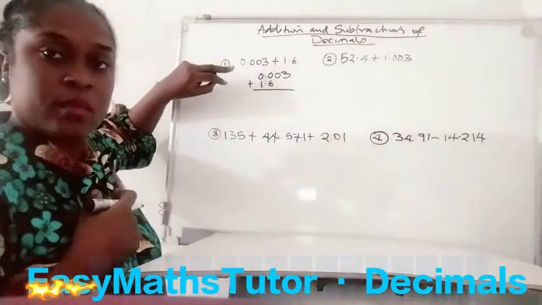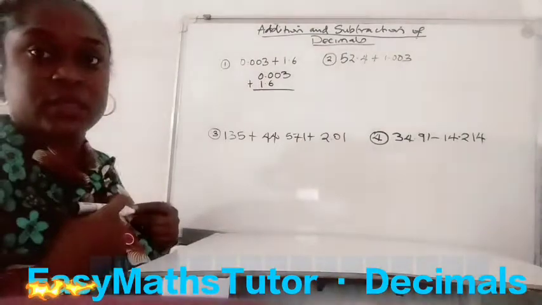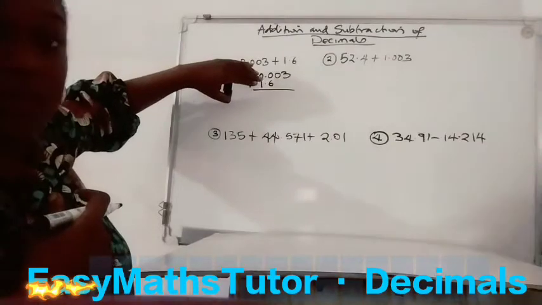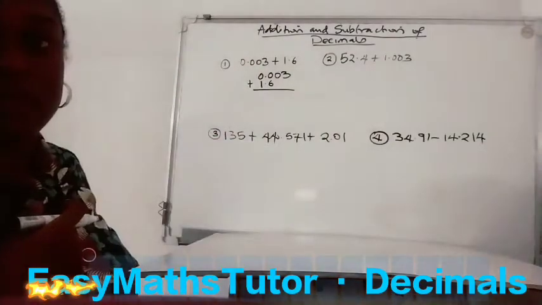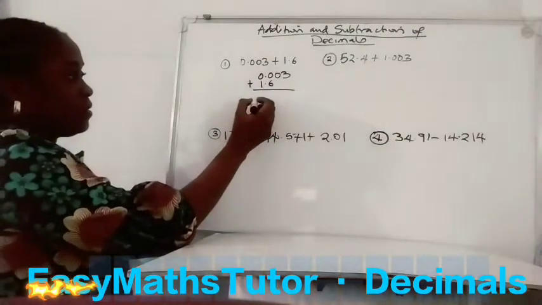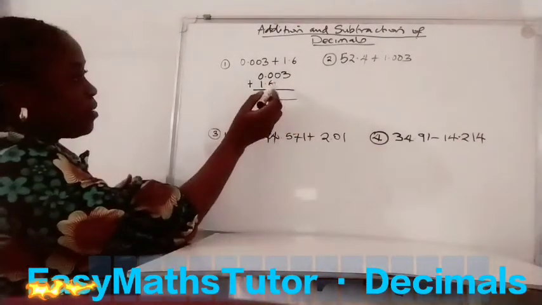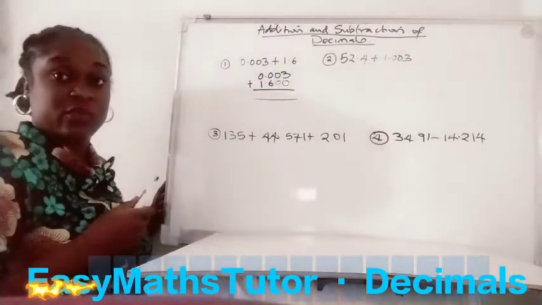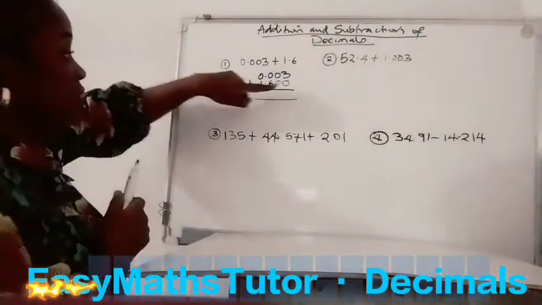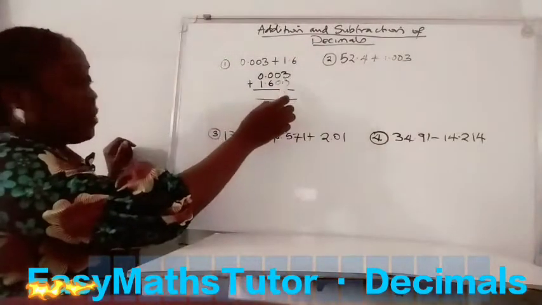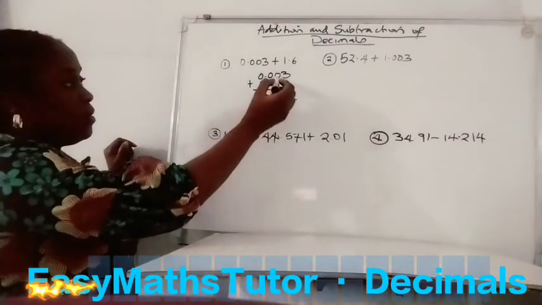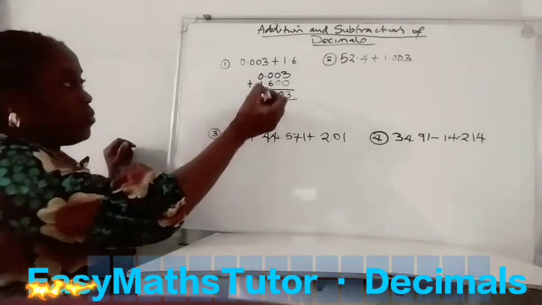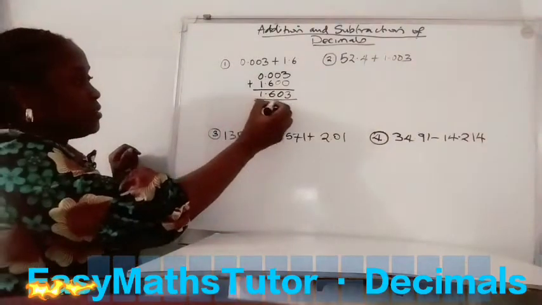0.003 plus 1.6. So you write it like this. Make sure the 2 decimal points align on the same points, okay? So we'll have it like this. So what will be the answer? Assume that anything empty here is 0. So that means you have 0, 0 here. So 3 plus 0 gives us 3. 0 plus 0 gives us 0. 0 plus 6 gives us 6. 0 plus 1 gives us 1.